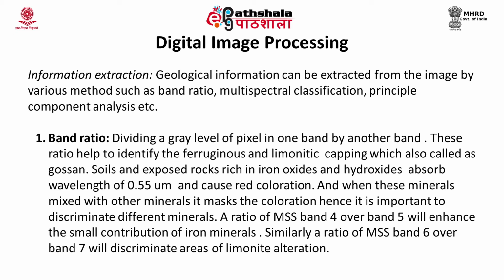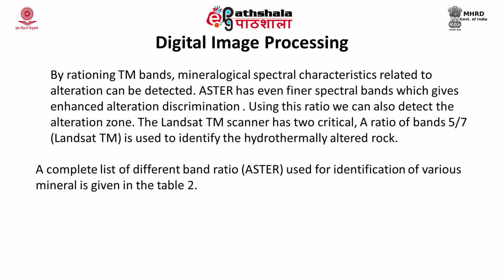So, a ratio of MSS band 4 over band 5 will enhance the small contribution of the iron mineral. So, you can discriminate those and you can identify the mineral. Similarly, a ratio of MSS band 6 over 7 will discriminate areas of limonite alteration. And by ratioing TM bands, the mineralogical spectral characteristics related to the alteration can be determined and detected.